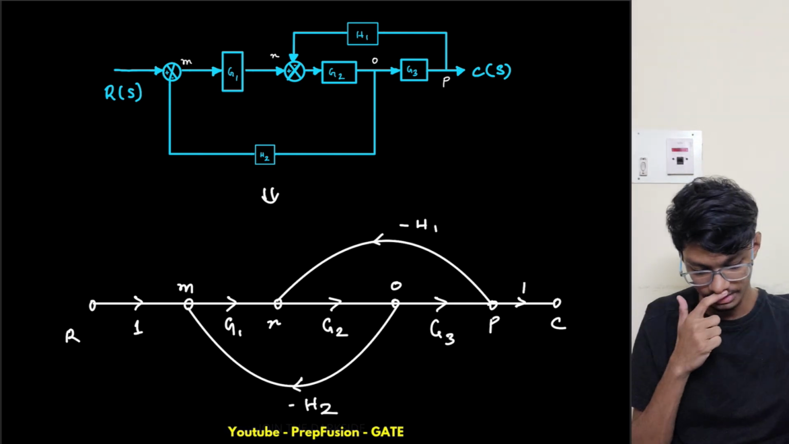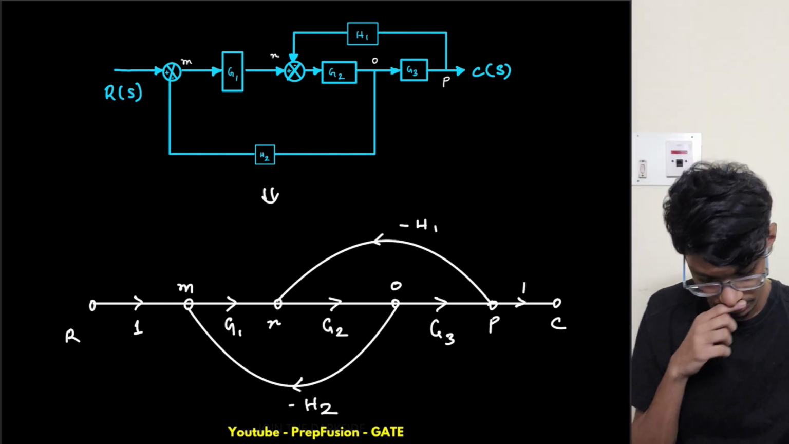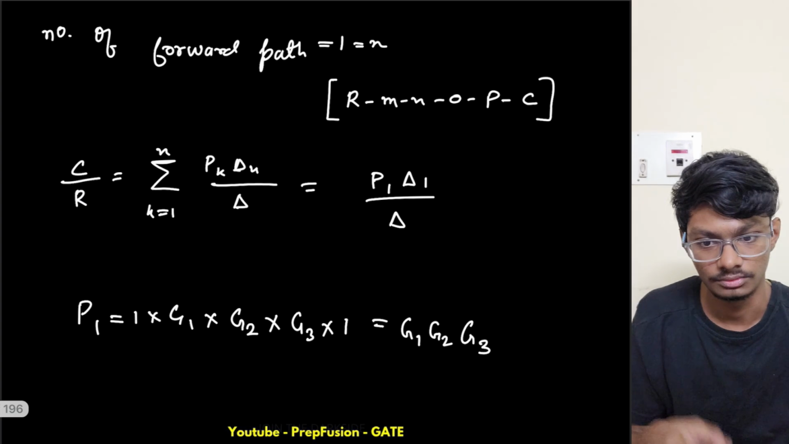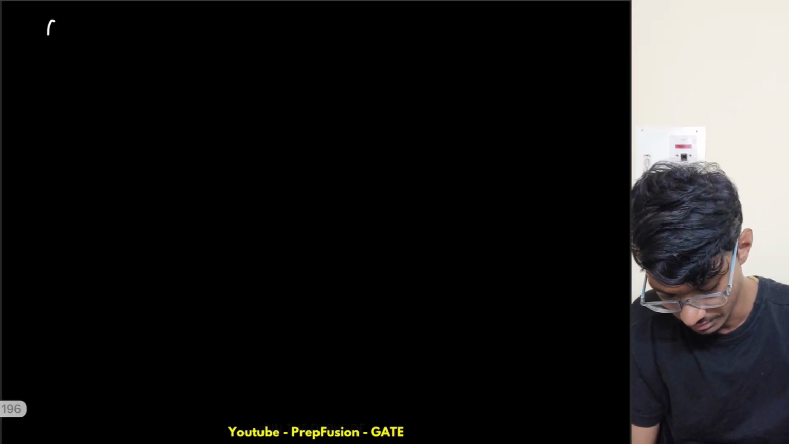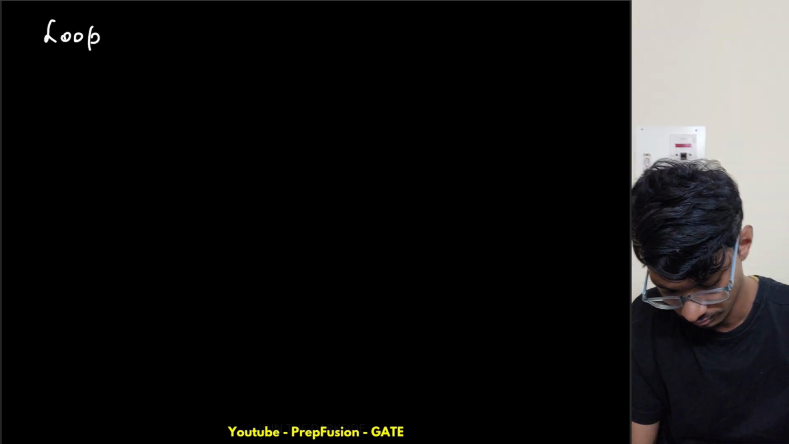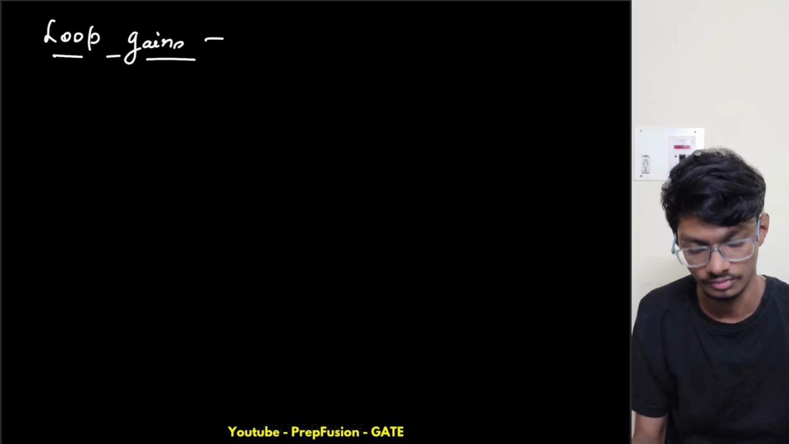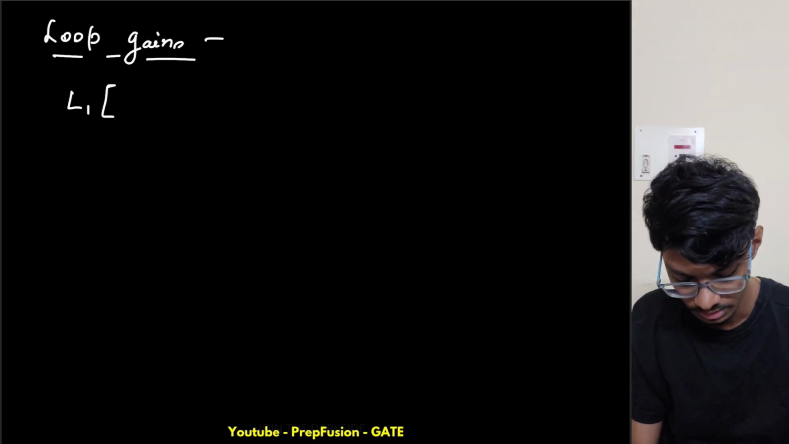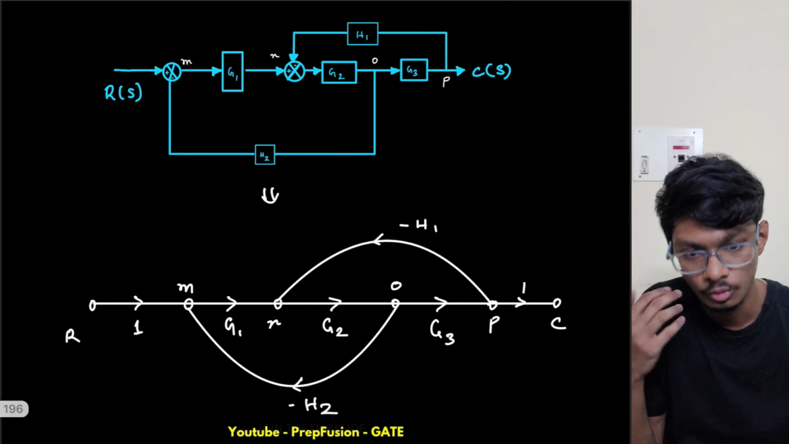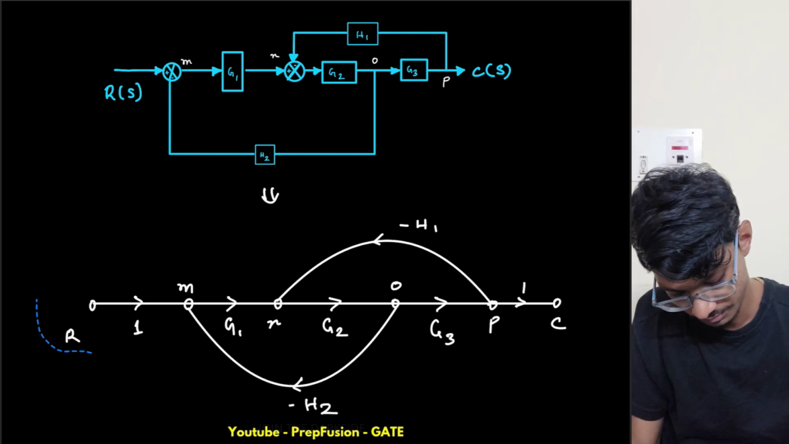Now what are our loops? This is the forward path. Now let me find the loop gains of the whole system. So L1: how many loops do we have? Let me copy this.